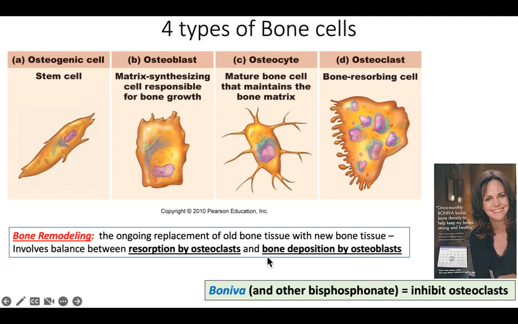Worst case situation, there are medications. Boniva is kind of a classic drug given for severe osteoporosis in that it will actually slow down those osteoclasts, kind of allow the osteoblasts to keep up. All right, so this slide's got a lot of information. It's got the three major types of cells and what they do. It's got the concept of bone remodeling throughout your life, the balance, and what happens when this is not in balance. It can lead to osteoporosis.